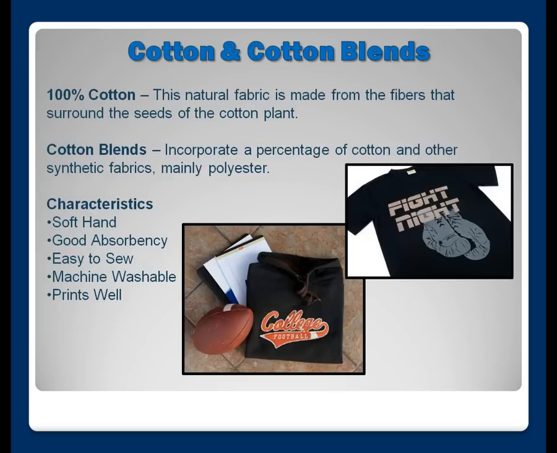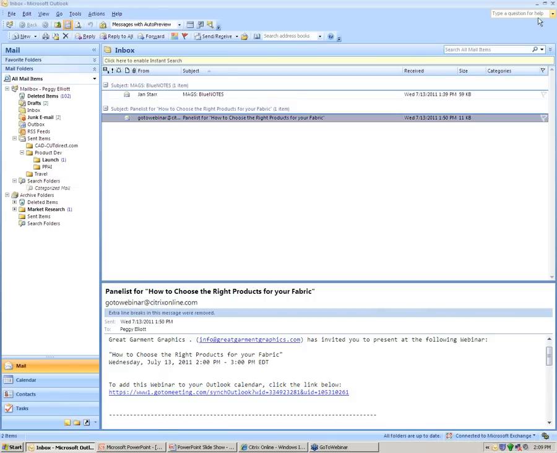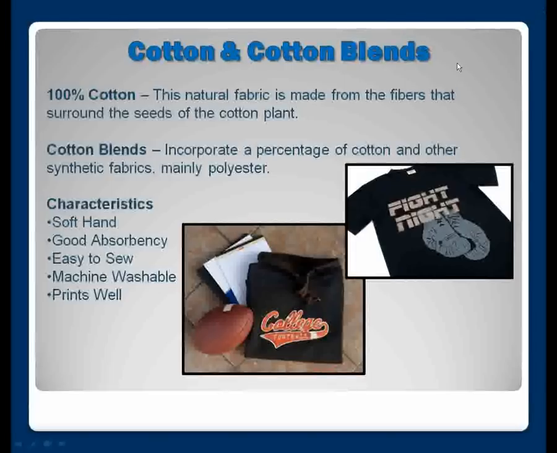The first thing that we're going to talk about is one of the most common fabrics out in the industry for decorating, and we see it all the time in stores and on the web, and that is cotton, also cotton blends. Cotton is a natural fabric.